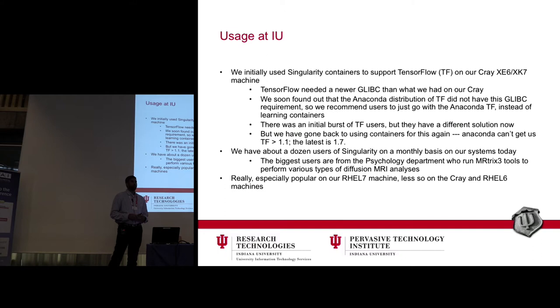I would not say that all of them are regular active users. On a monthly basis, we have about 15 to 20 users using it, but I think initially when TensorFlow was only available via containers, we had a bump and then it went down, and maybe it'll go up again. And on our Red Hat 7 machine, it is even more popular because it is even more fully functional. We have about, again, 30 to 40 users on a monthly basis.